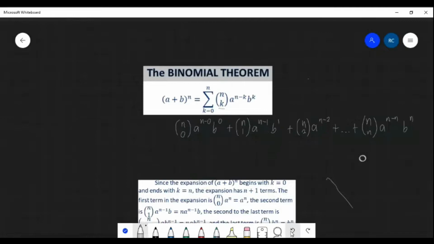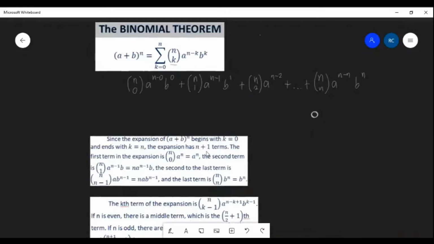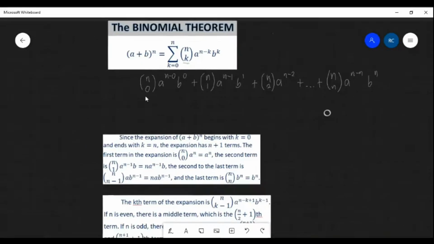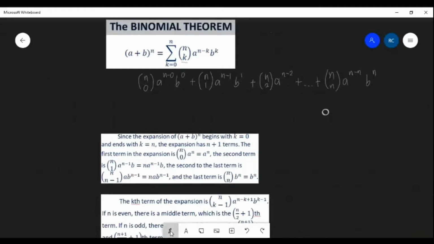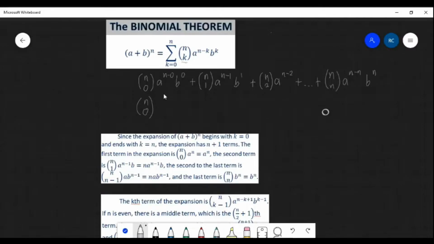So, this is what we will see when we expand our terms. It says here, the first term in the expansion is n combined 0 times a raised to n. So, a raised to n, because when you subtract 0 from n, you get n. And n combined 0, when simplified, becomes 1. And the b raised to 0 is 1. Okay, any number raised to 0 is 1.